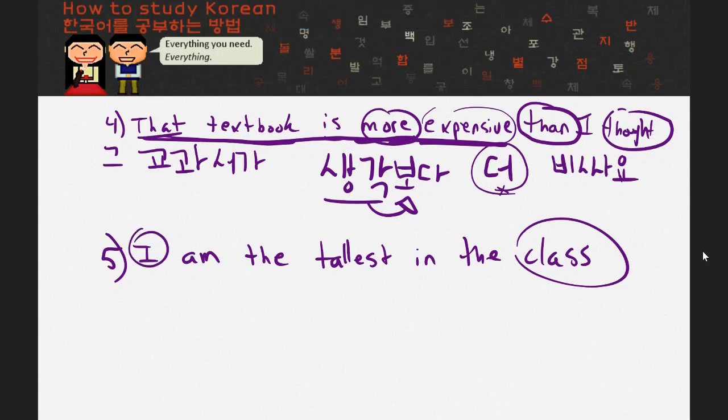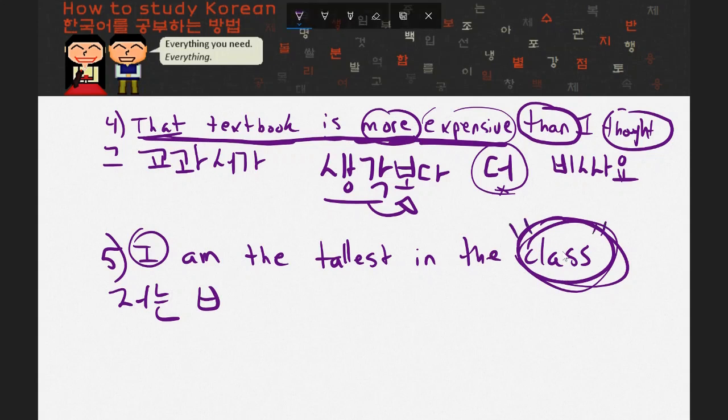Okay, I'm indicating that I am going to be the tallest, so I'm going to include that as the subject of the sentence. Now, if I want to indicate that I'm the tallest in the class, well, the class is the place in which I am the tallest. There's a lot of words for class in Korean. There's a lot of ways that class could be translated.